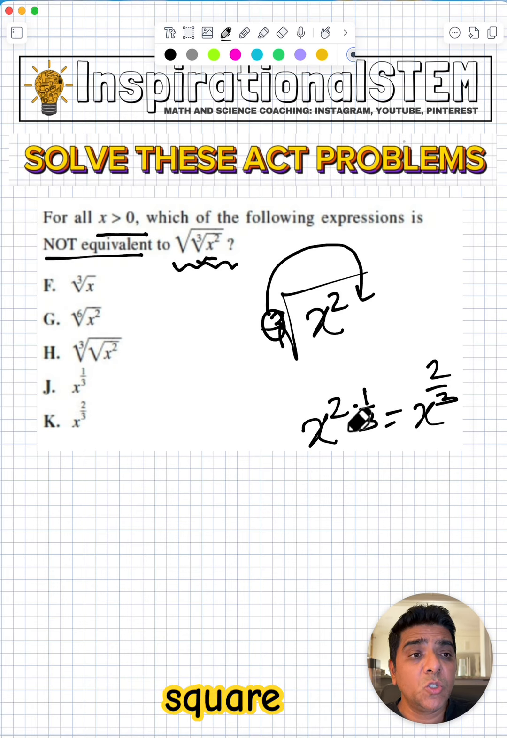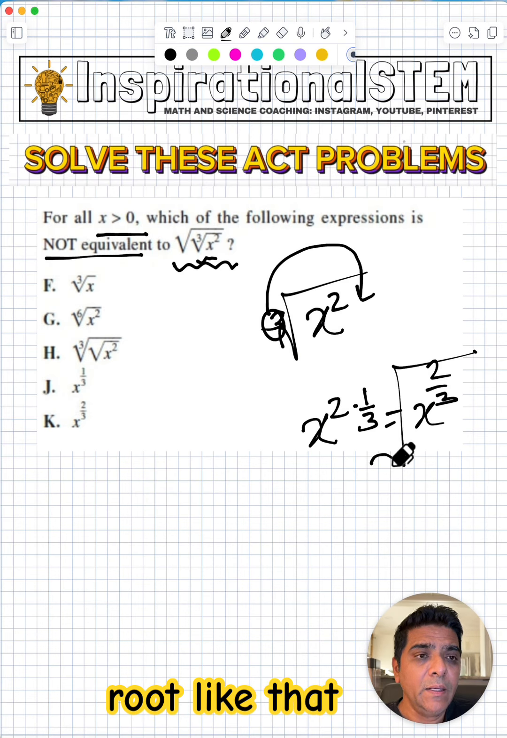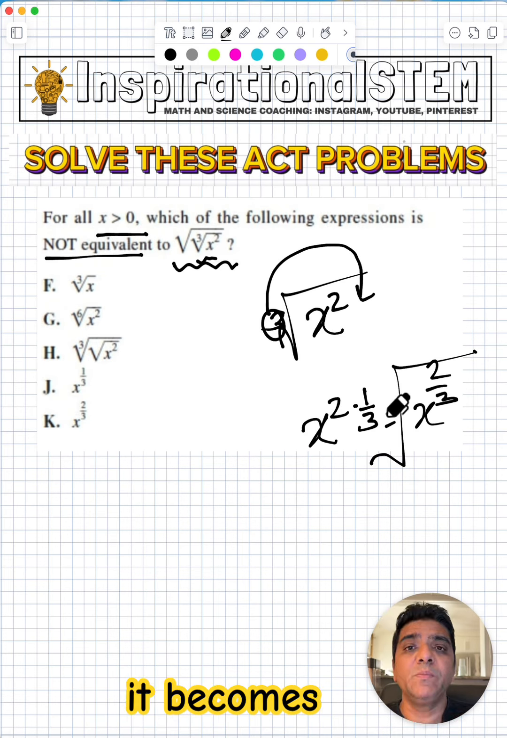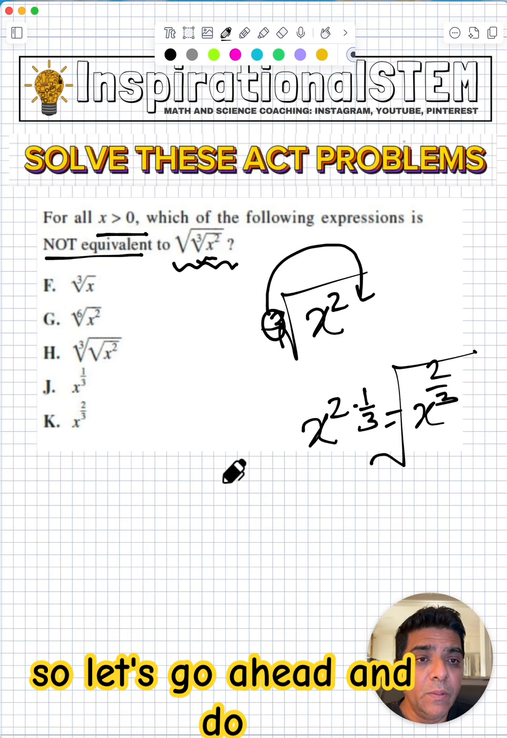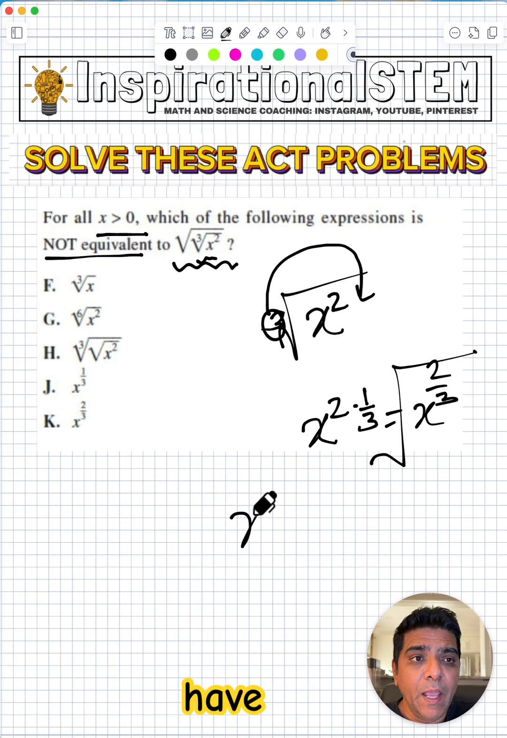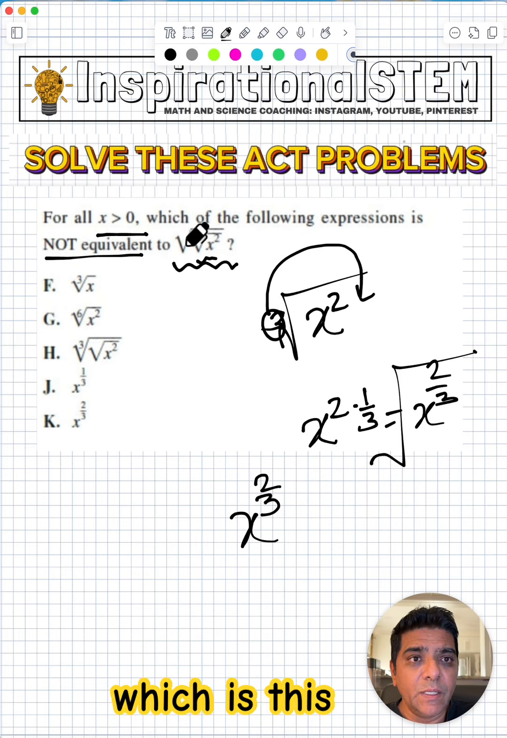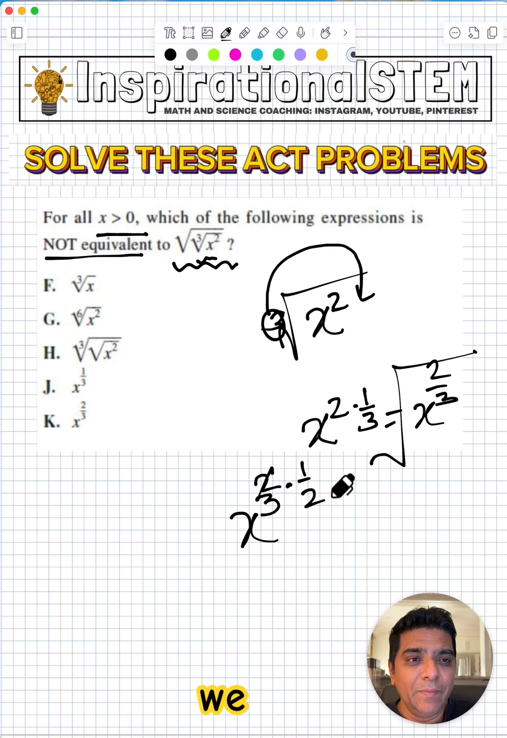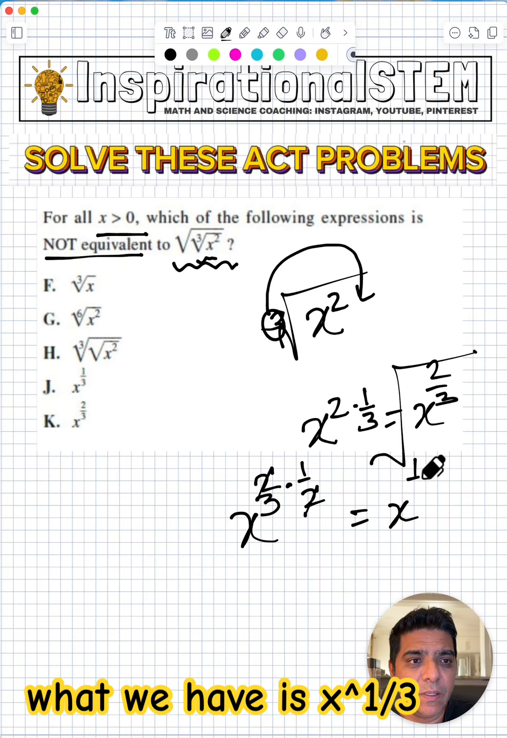Now there is a square root on the outside. If you remember, the square root is basically, when you remove it, it becomes 1/2. So you multiply the exponent by a half. So let's go ahead and do that. We have x to the 2/3, and when we remove the outer square root, we get times 1/2. Now we can simplify that, and the 2s cancel. So finally what we have is x to the 1/3.